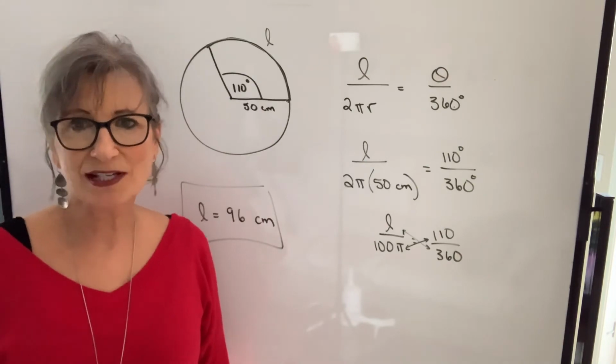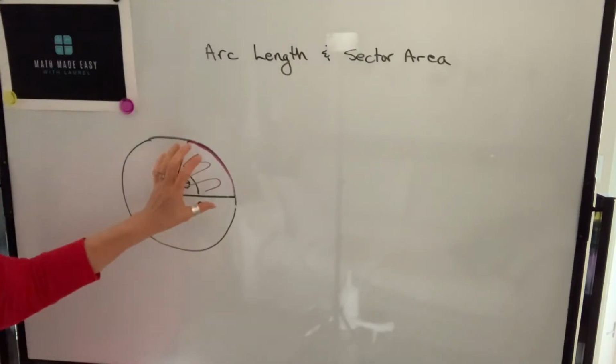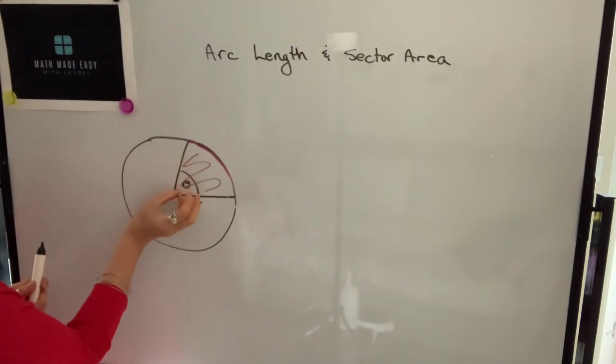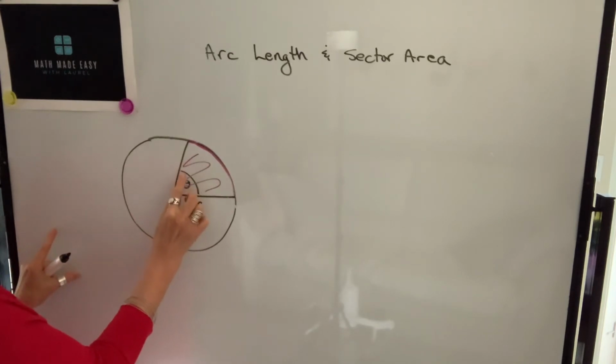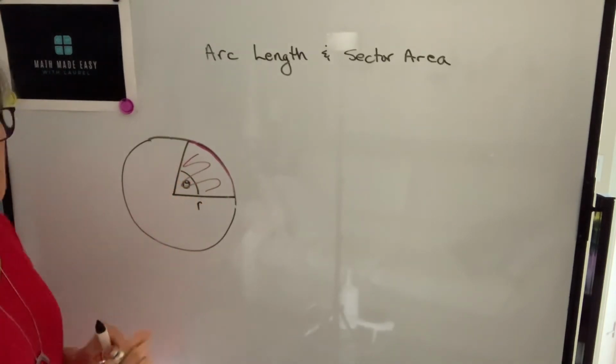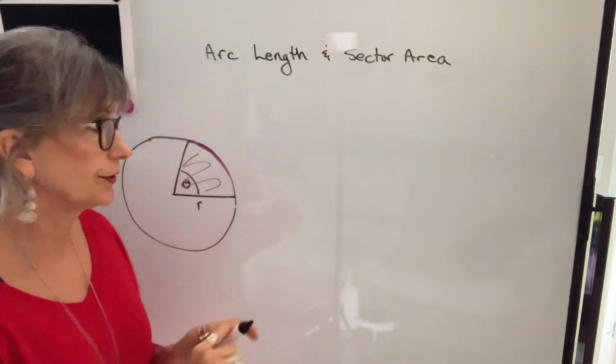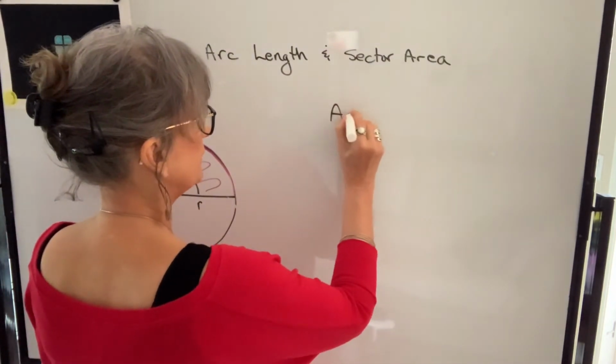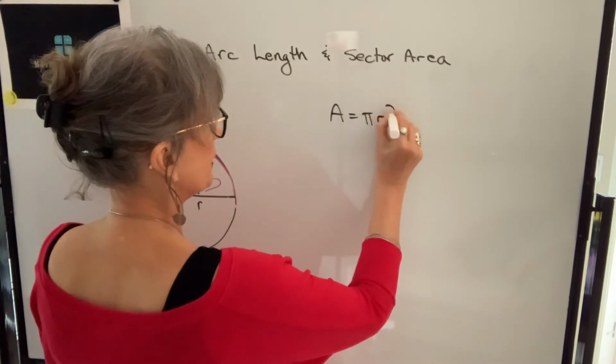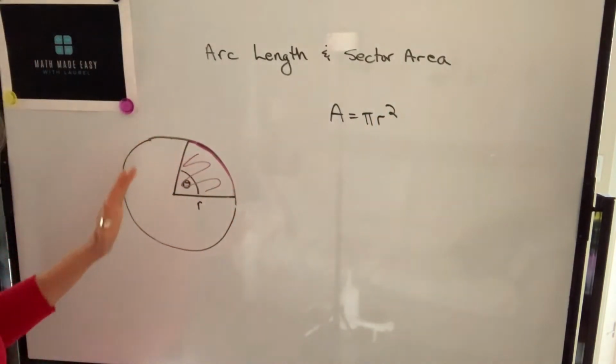Now let's talk about sector area. Sector area will be the area of that slice created by that angle. Again, it's going to be a proportion. We could find the area of the whole circle using the formula pi times radius squared. So that will give us the total area here.